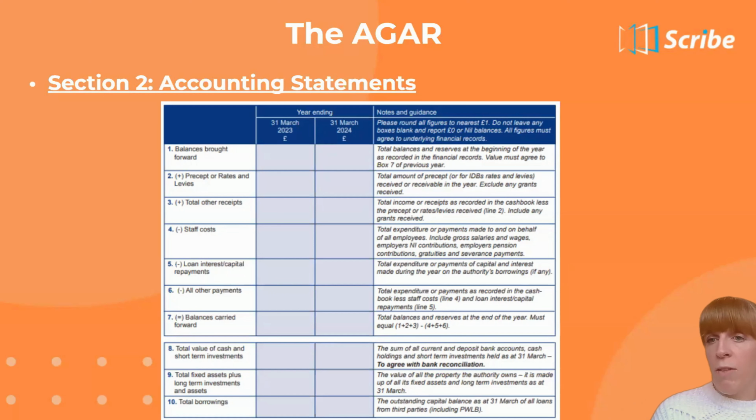We need to collate all the information, all the transactions that have gone through the financial year to give us our cash book figures. Obviously, we said we need to get to a balancing bank reconciliation at the 31st of March before you can then come and do this. And then it's putting the numbers in the right boxes appropriately. From there, I just want to take you through some things to consider about each of the boxes as we're filling them in.